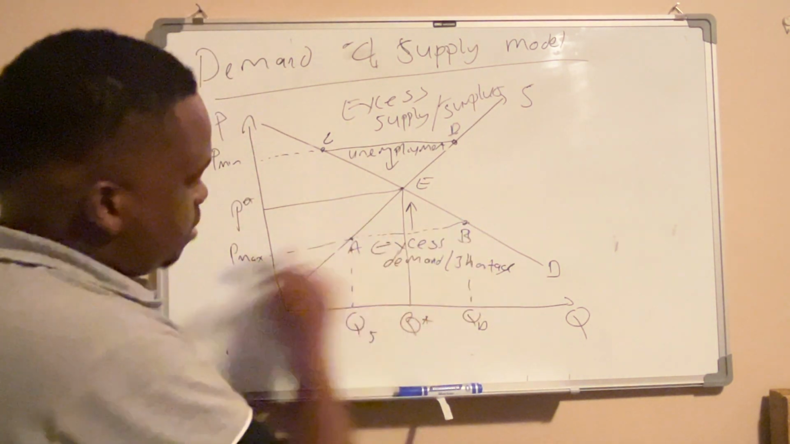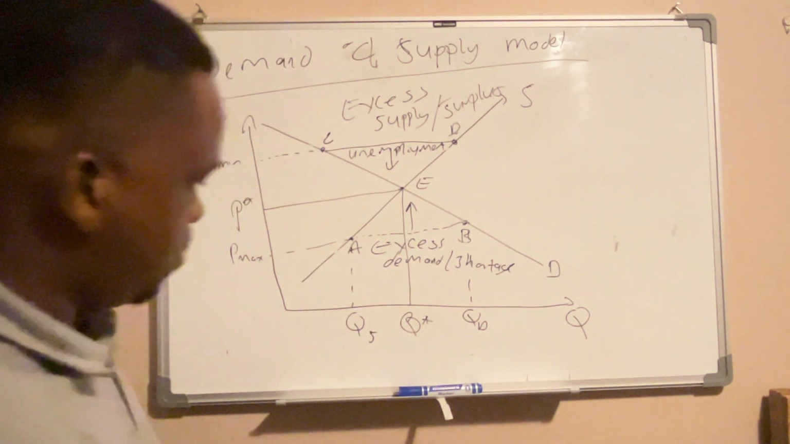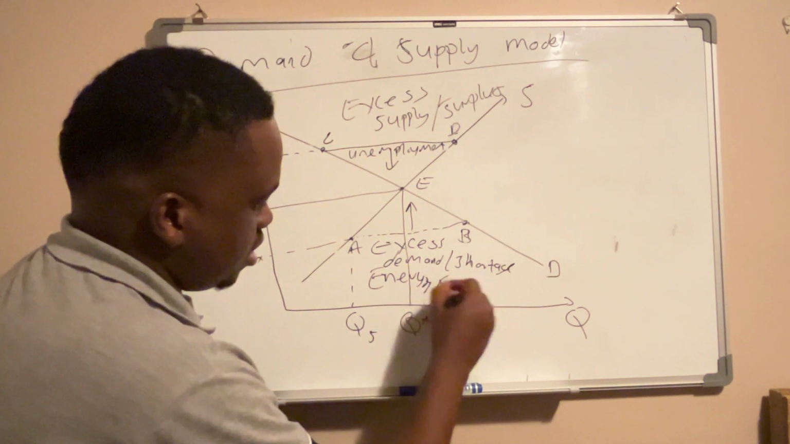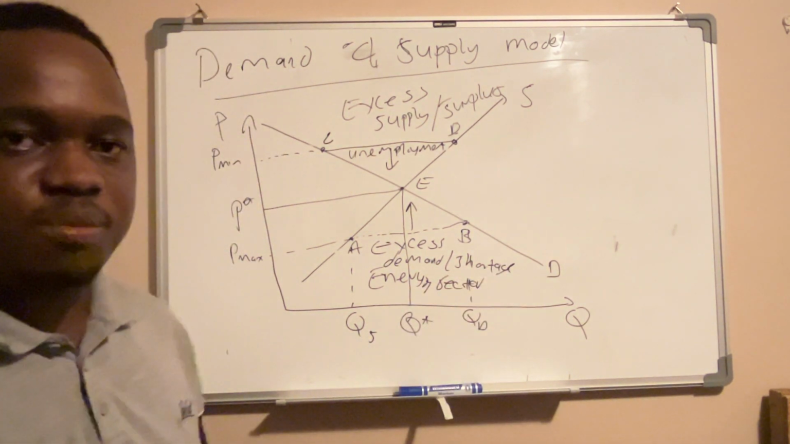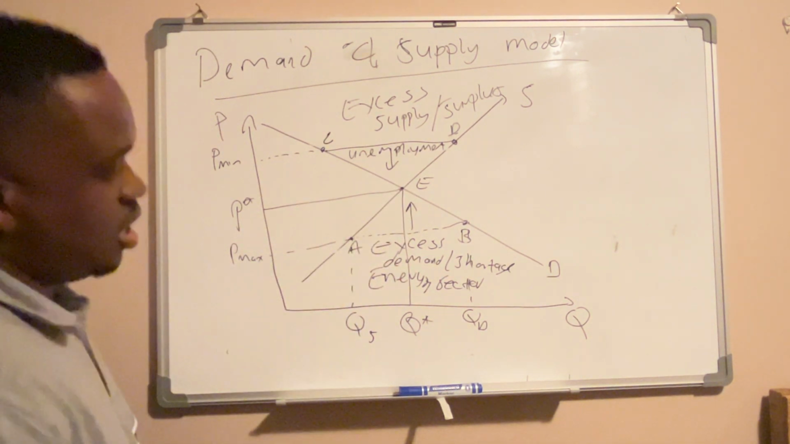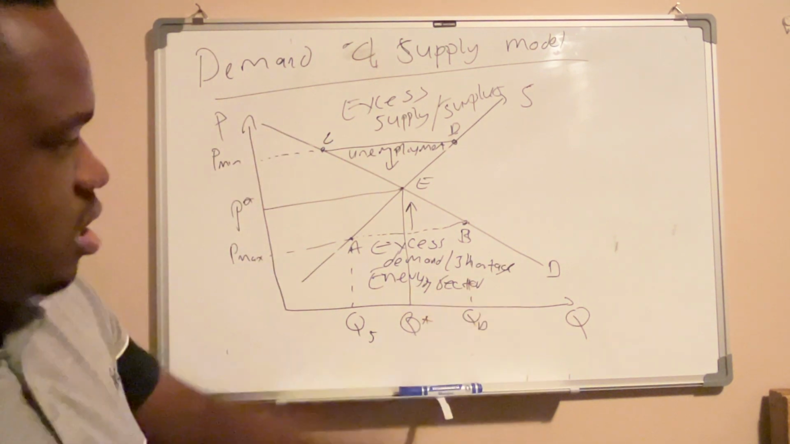This price control, the price max, is usually applicable in your energy sector, in terms of the price of gas, the price of electricity, and the price of petroleum. This is basically what you're going to see happening. So that's basically the demand and supply model in a nutshell.